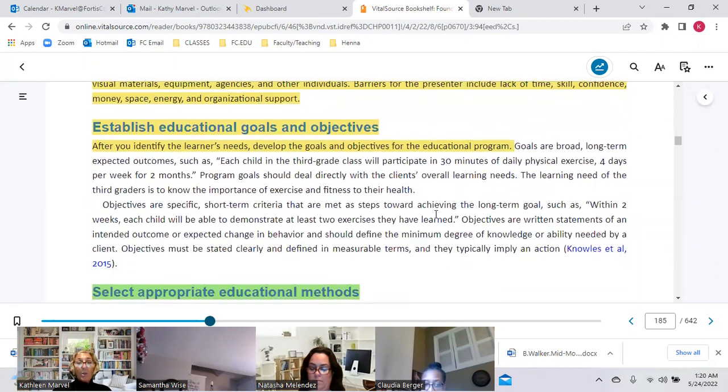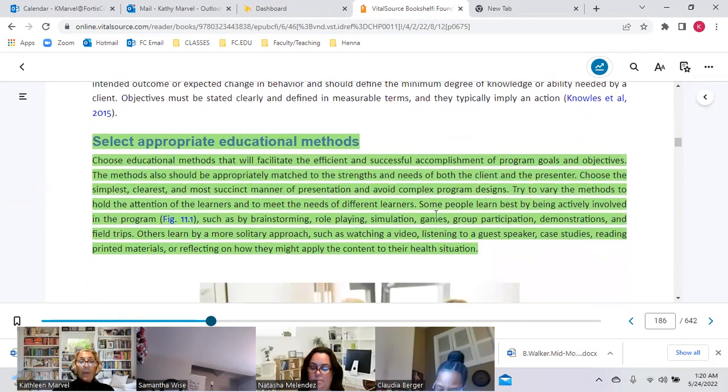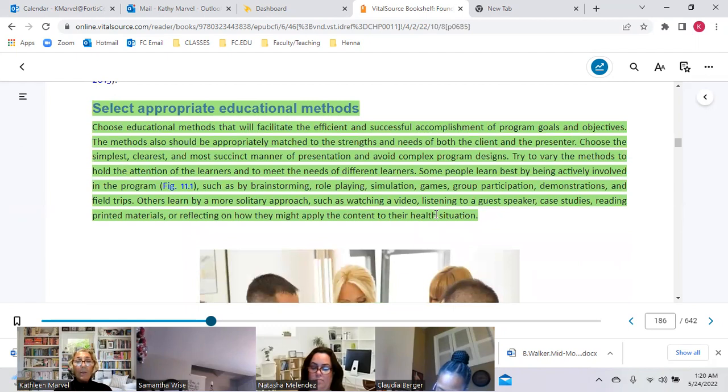Second is establishing goals and objectives. We have to talk to the potential learners. What are their needs? How do we develop goals and objectives with them? Then we have to select our appropriate education methods.